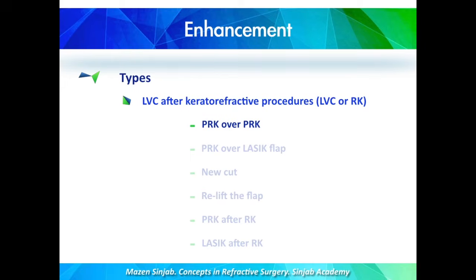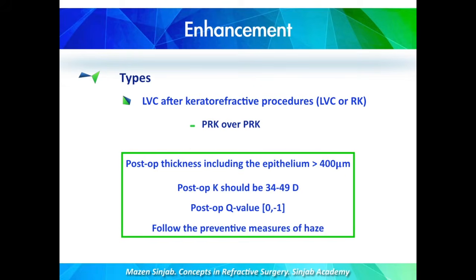What are the rules when we do PRK over PRK? We have to calculate the post-op thickness, including the epithelium. It should be more than 400 microns. In addition, the post-op K should be between 34 and 49 diopters. The post-op Q value should be between 0 and -1 because we don't want to induce oblate cornea or hyperprolate cornea. And we have to follow the preventive measures of haze.